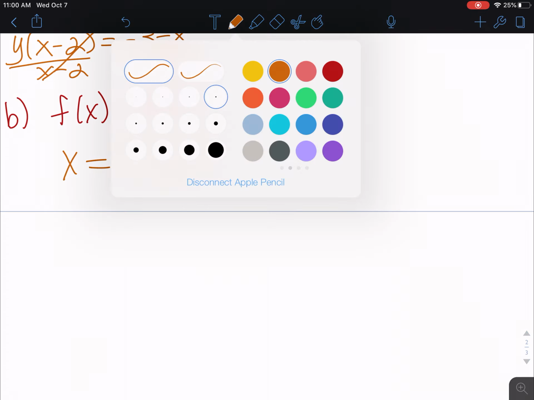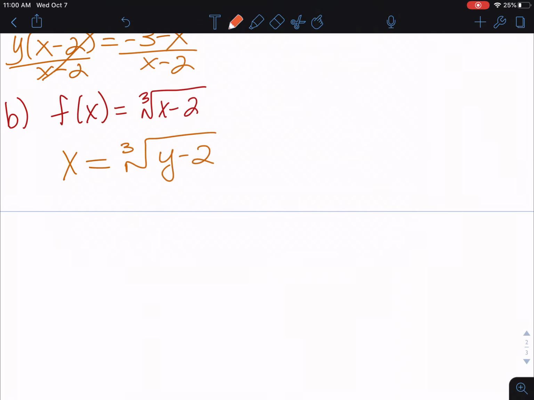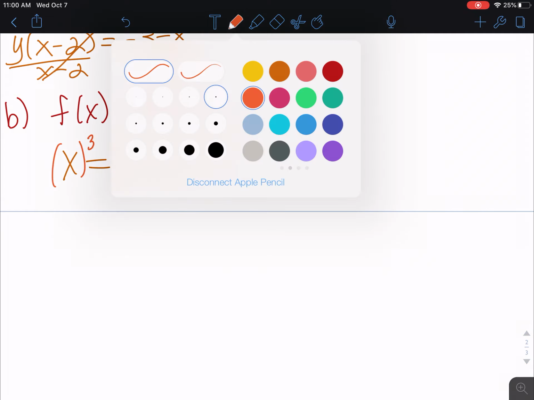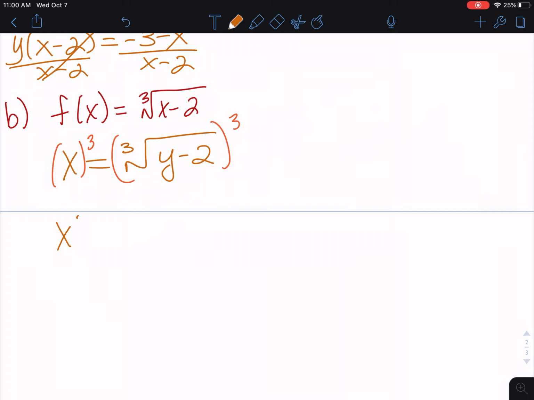Undoing a cube root, the inverse operation would be cubing it. What I do to one side, I must do to the other. This will leave me with x cubed equals y minus 2. Because these are inverse operations, they cancel each other out. Cube root and cubing are inverse operations of each other.